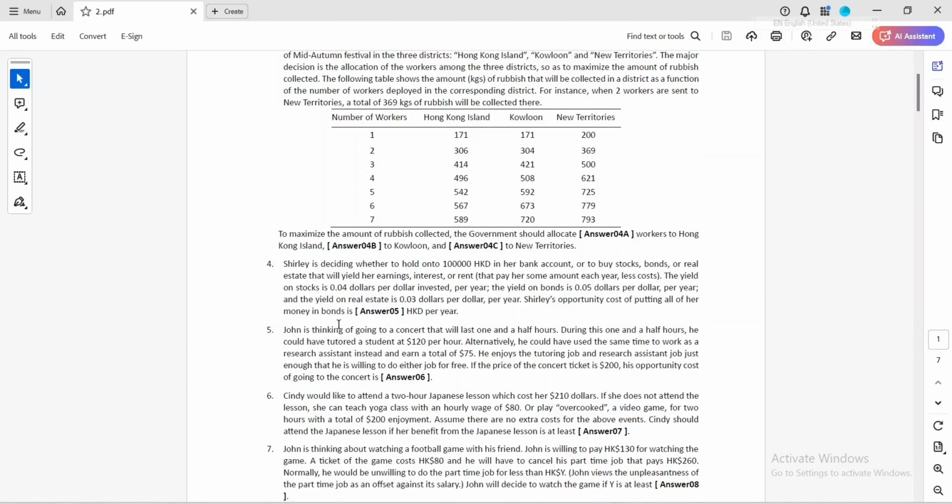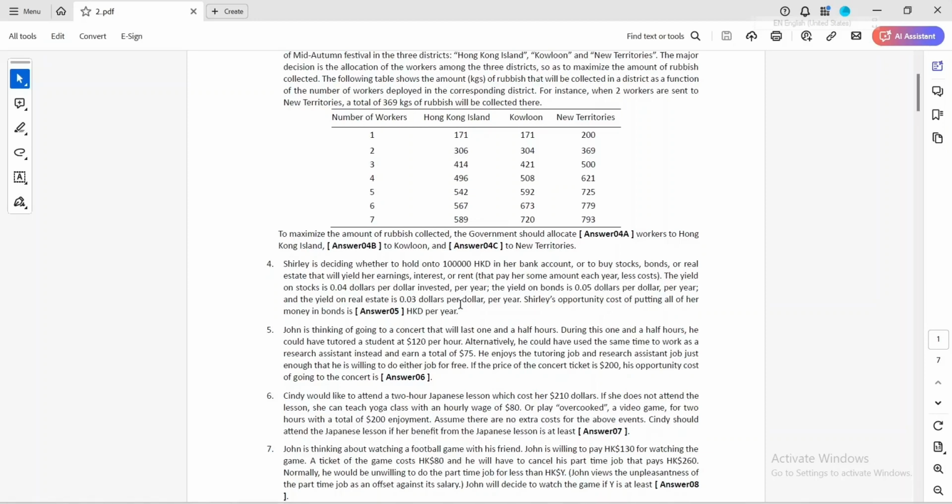In other words, what is the value that she will lose if she puts all her money in bonds? So as you can see, the earning from stocks is the next higher value after bonds, right? The earnings from bonds is 0.05 and from stocks is 0.04. So this is the second highest opportunity that she will lose if she invests all her money in bonds.